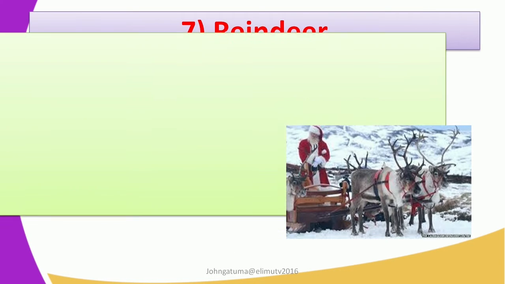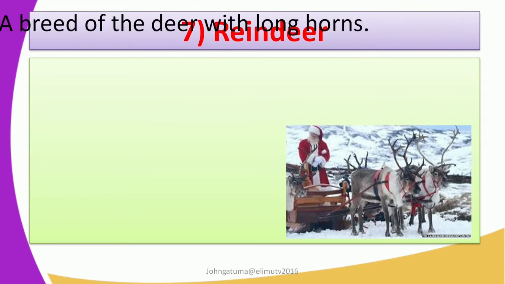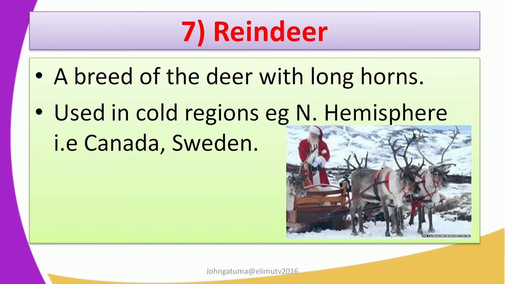Other species that we have that are used as pack animals are the reindeer. The reindeer is a breed of deer with long horns. It has long branching antlers or horns, and it was used in the cold regions of the Northern Hemisphere, such as Canada.